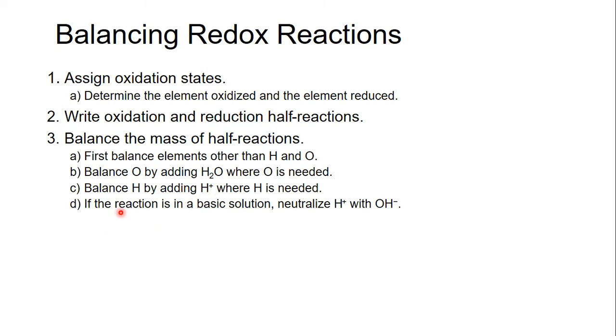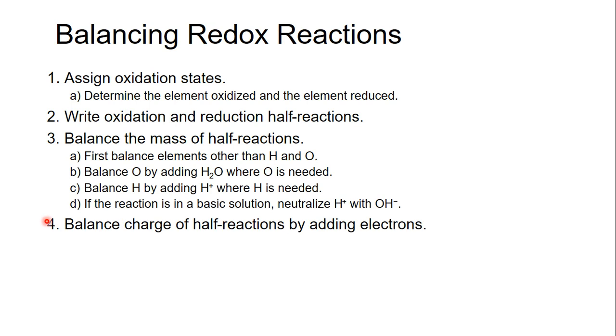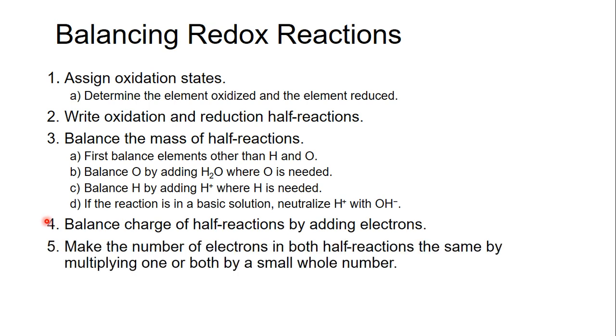There are certain times when we will be in basic solutions, and that will be stated in the problem. And so any H+ you add, you will have to balance with OH-. Then you balance the charge by adding electrons. And you have to make the number of electrons in your oxidation and reduction reactions the same. So you do that by multiplying one or both of your equations by a whole number, your lowest common multiple. And those are the steps to balancing redox reactions. And we'll have some practice with that in class so you can get a hang of it.